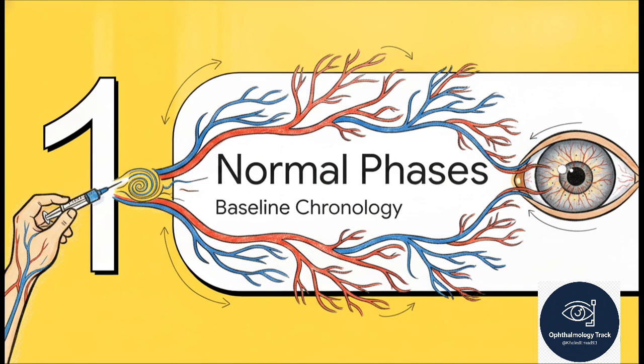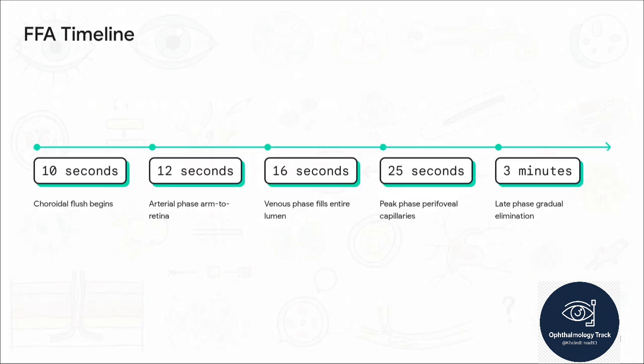All right, section 1, normal angiography phases. This is all about establishing the baseline chronology. You know, rote memorization just completely fails you in a busy clinic if you don't have a solid baseline. So we're going to meticulously track the dye's chronological journey right from the arm, through the vasculature, and into the eye. So you inject the IV fluorescein.